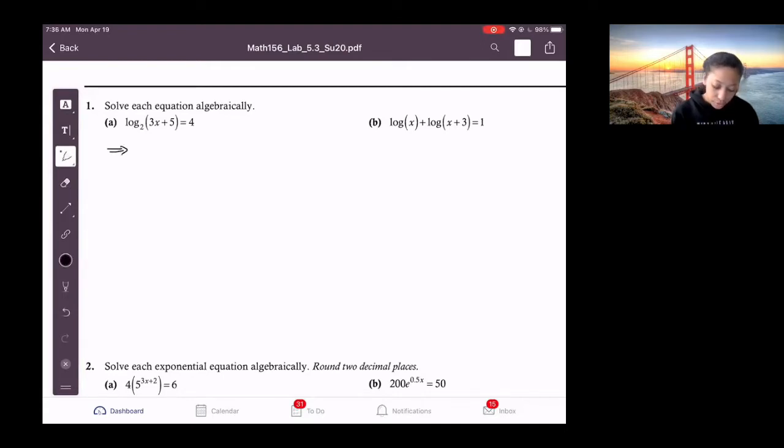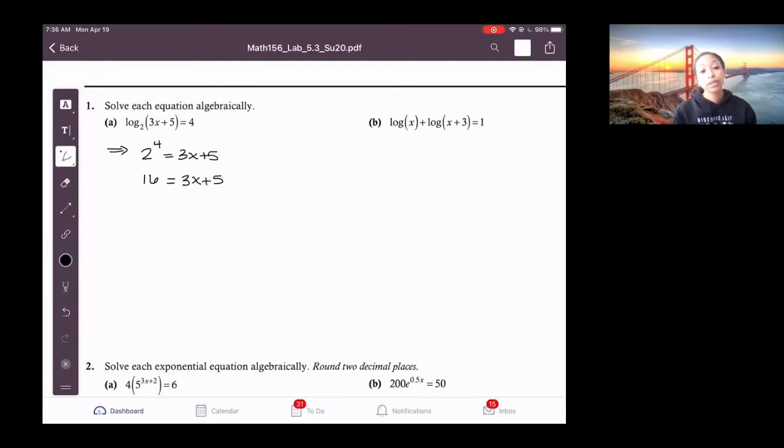Log base 2 of 3x plus 5 equals 4. This is equivalent to 2 to the 4th power equals 3x plus 5. Our base, we raise that to the number that the logarithm is equal to and set that equal to the term that we're taking the logarithm of. Then from here, 2 to the 4th power would be 16. So this gives us 16 is equal to 3x plus 5.